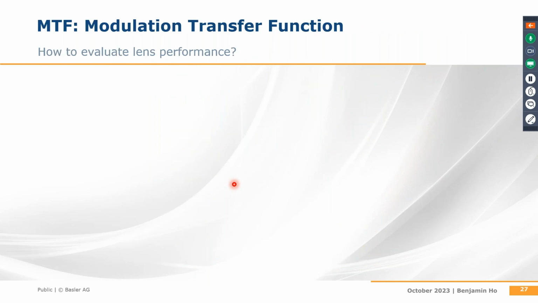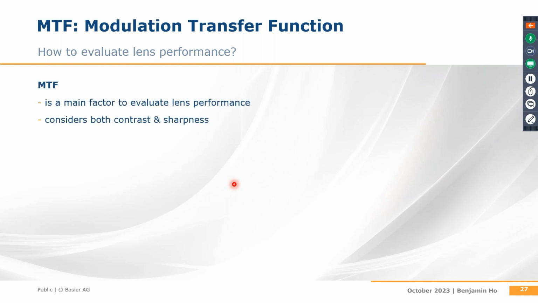So, how can we determine the lens resolution that corresponds to a specific pixel size? The answer is the lens MTF graph. The MTF graph is the main factor to evaluate lens performance. It considers both contrast and sharpness.